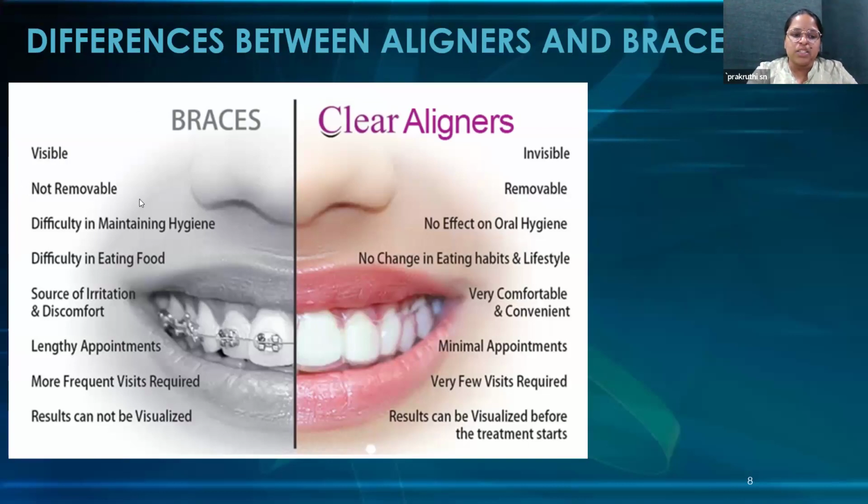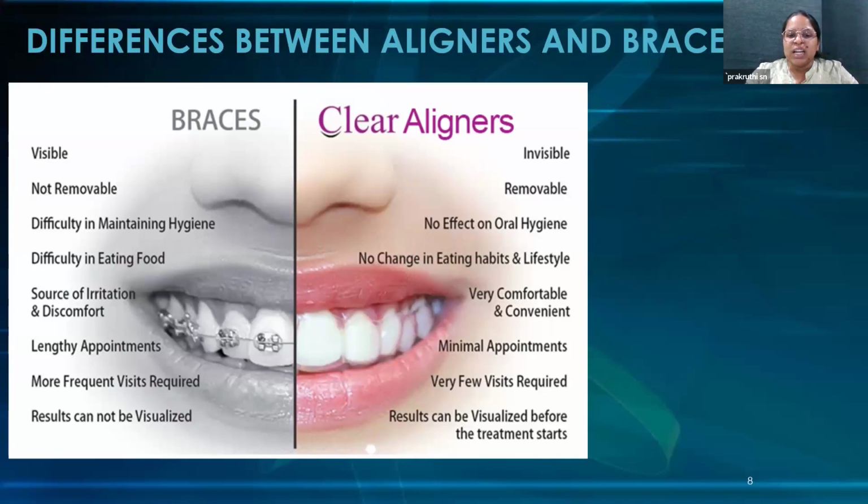Lengthy appointments. In braces cases, one debonded bracket can add another 1 or 2 months. If one molar tube is debonded or a wire has come out of a particular tooth, it can add on so many unexpected appointments, so many unexpected turns the braces treatment can take. Hence they can go for a lengthy treatment.